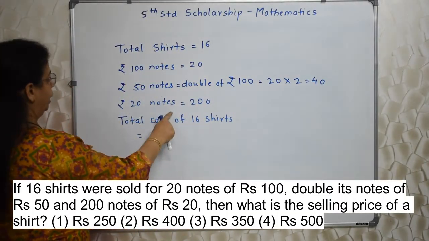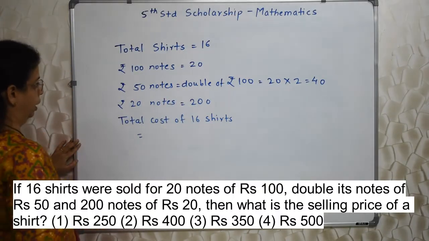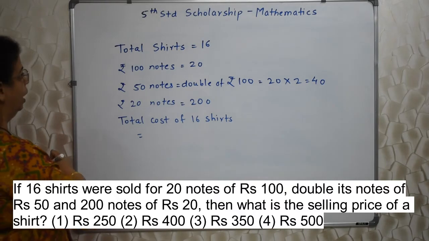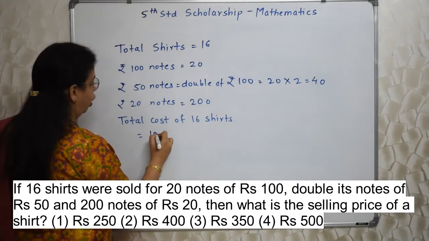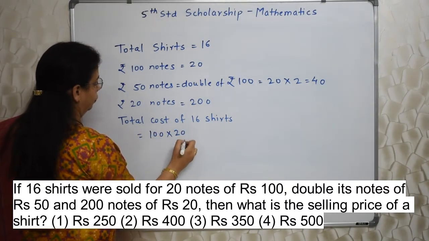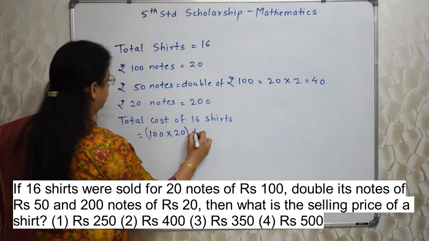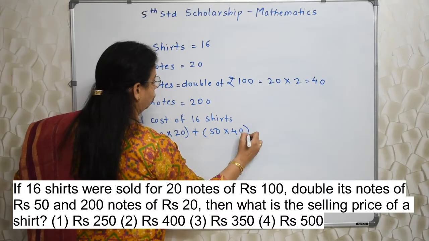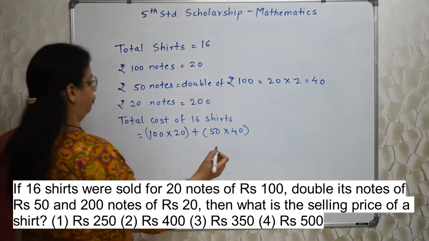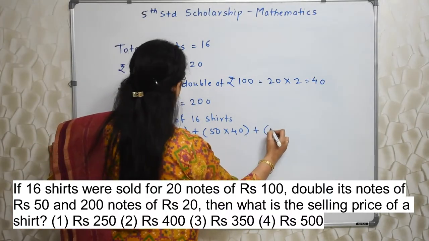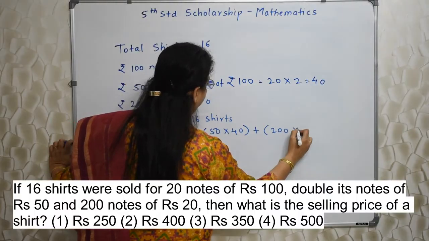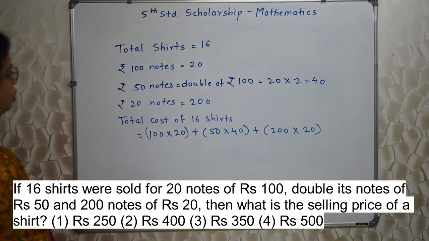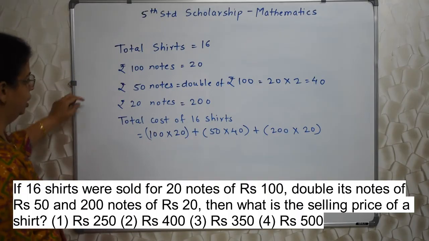And rupees 20 notes, 200 are there. So total cost of 16 shirts, how to calculate? 100 rupees, how many notes? 20 were given, plus 50, 40 notes. 40 notes of 50, plus 200 notes of rupees 20. This much money was given to get these 16 shirts.